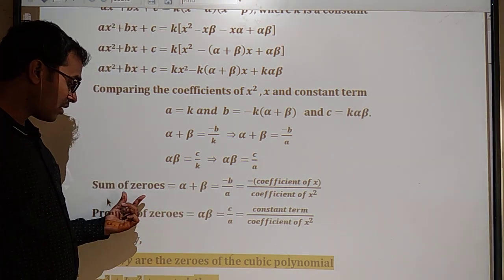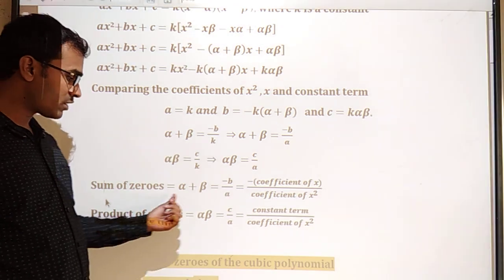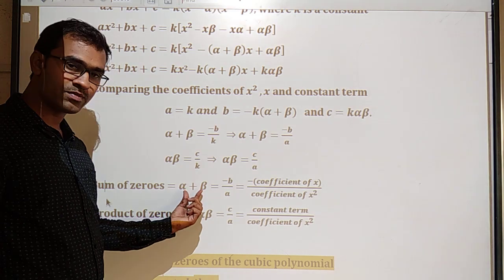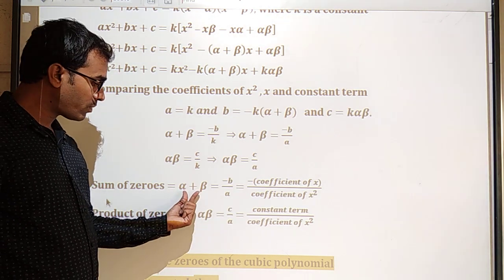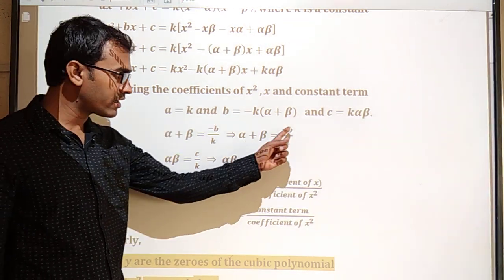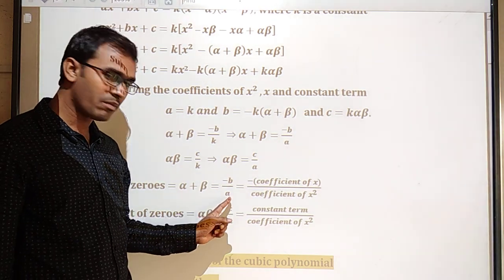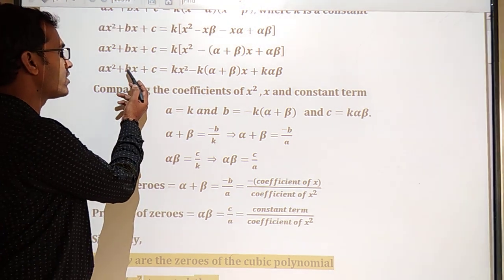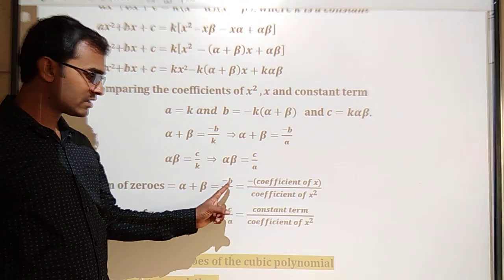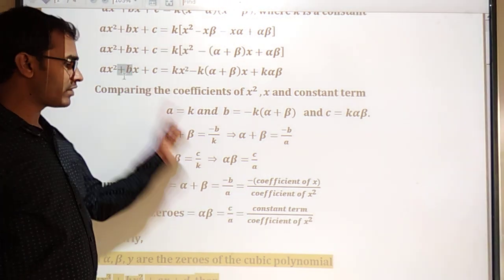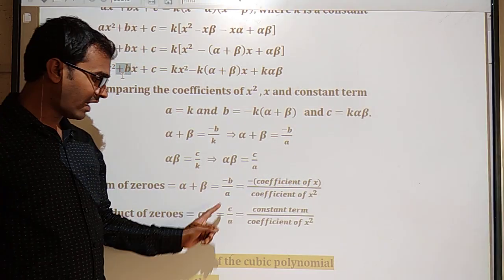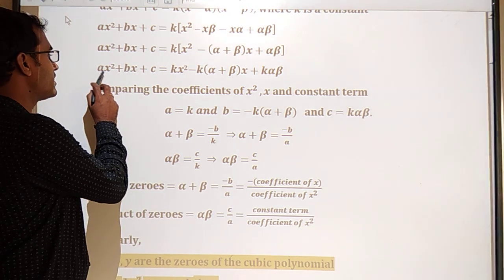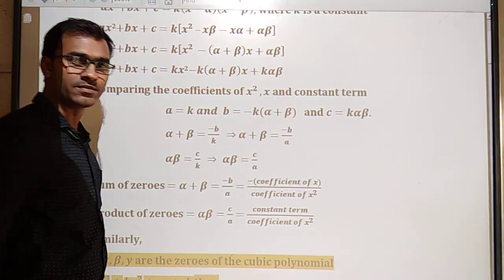This is the sum of zeros. Sum of zeros equal to alpha plus beta, because you take the zeros of the polynomial as alpha and beta. Sum of zeros equal to alpha plus beta equal to minus b upon a. Minus as it is, b is nothing but the coefficient of x, and a is nothing but the coefficient of x square.